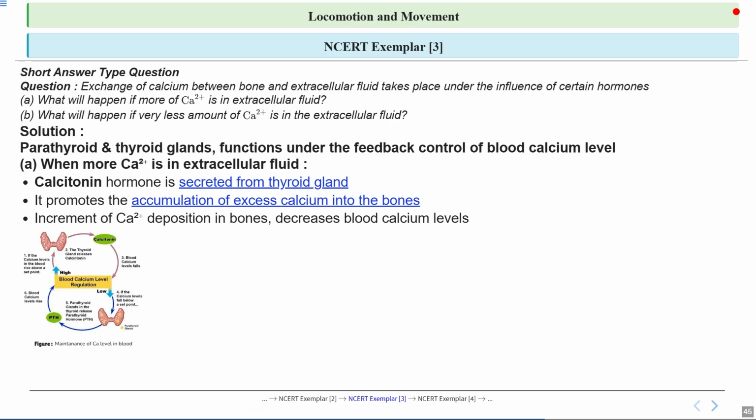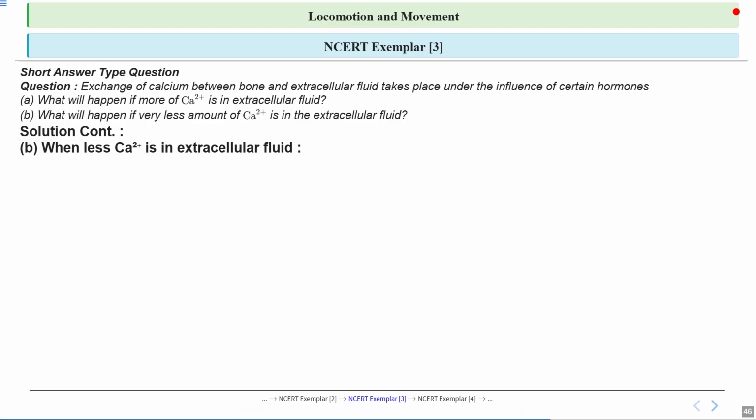So you can see in this picture how calcium level is maintained in our blood. So what happens when it gets high and what happens when it gets low, and how parathyroid hormone is involved in this balance. Now this is the second condition, when less calcium ion is in the extracellular fluid.